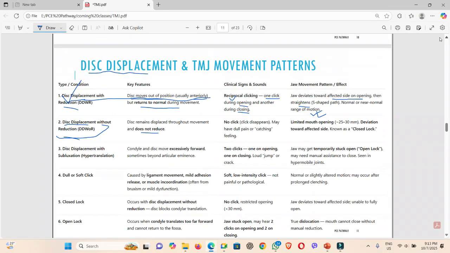So here, as the name says, disc displacement without reduction. The condyle did not sit at the center of the disc, right? The disc is displaced, the disc is at the anterior side, right? But the condyle is not moving through the posterior part of the disc and sitting at the center. So no click. May have dull pain or catching feeling.